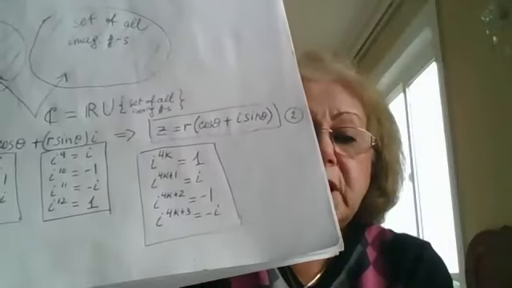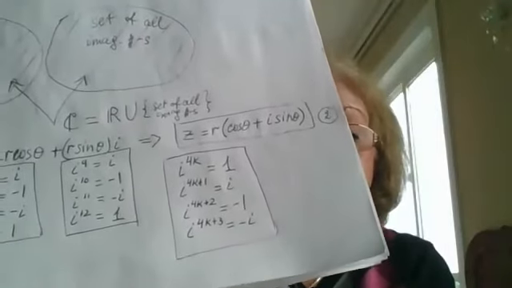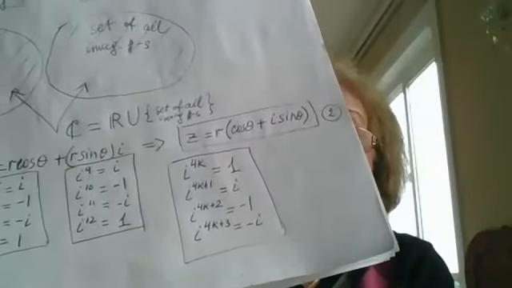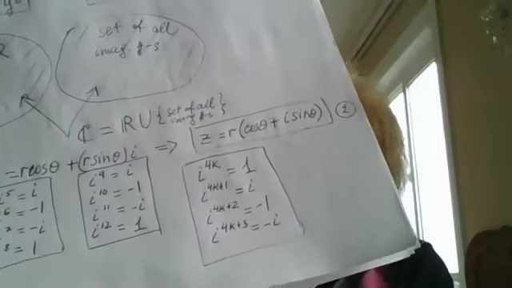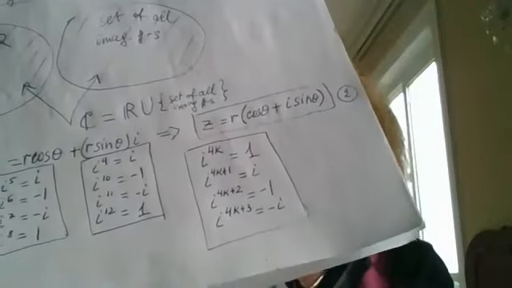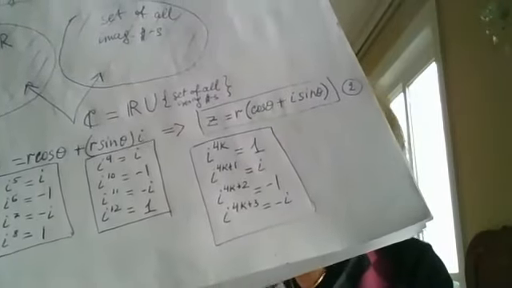i to the 4k is 1. i to the 4k plus 1 is i. i to the 4k plus 2 is -1. And finally, i to the 4k plus 3 is -i. And let me ask, did you have an opportunity to write it down?